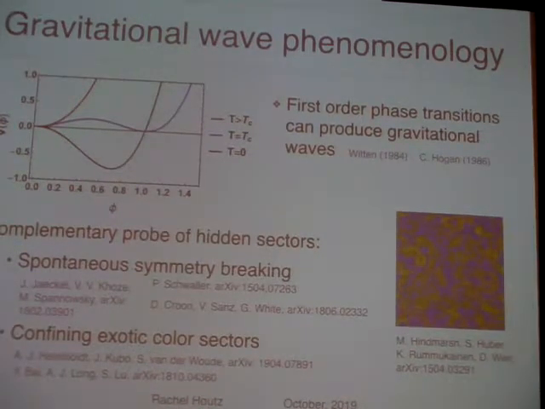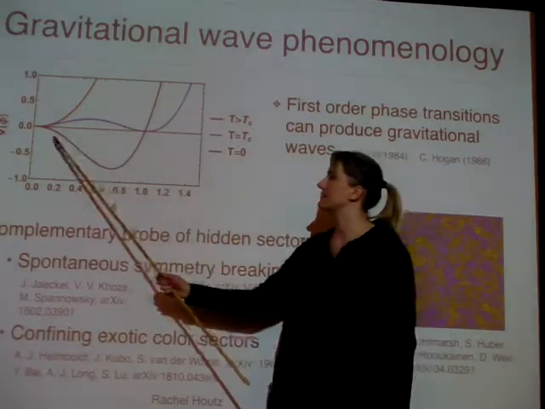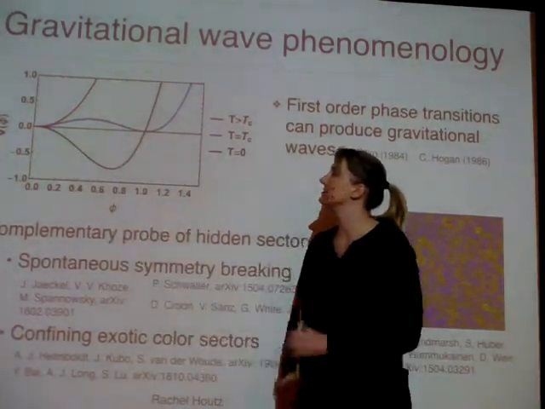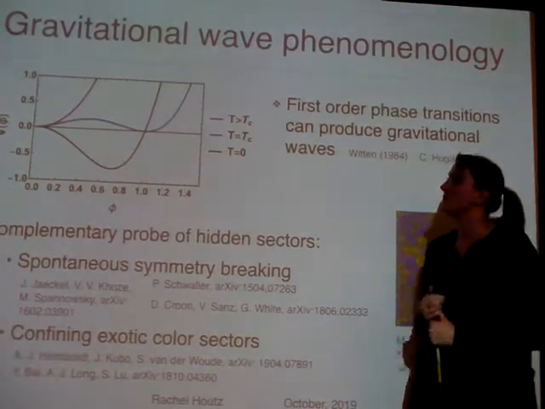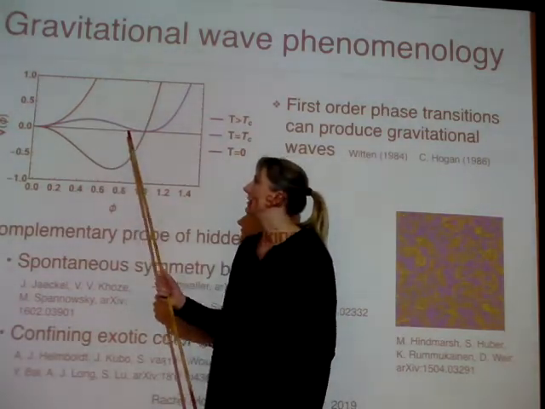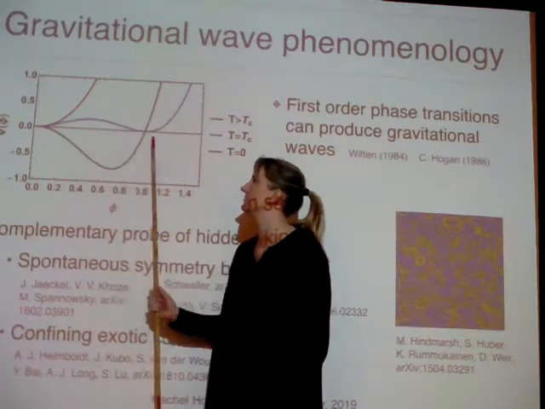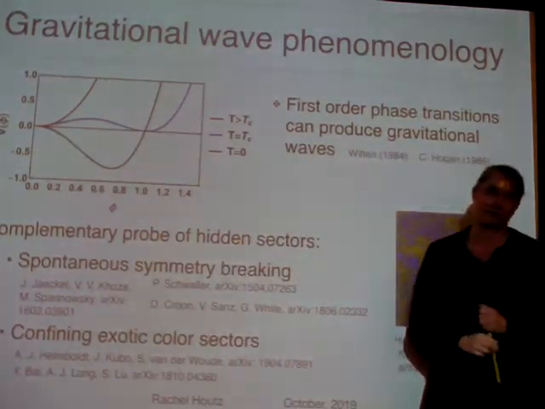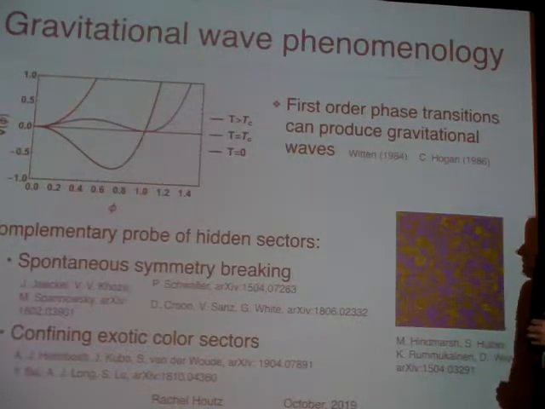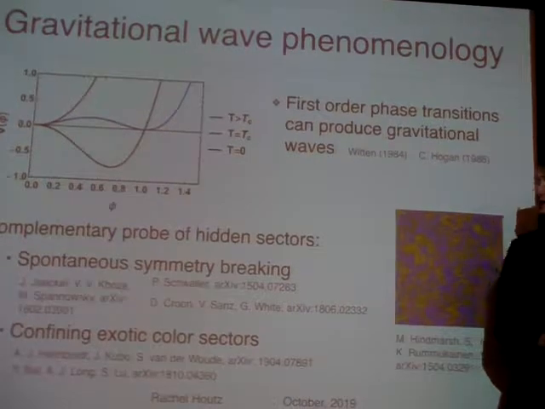It's well known that first order phase transitions in the early universe can produce gravitational waves. By a first order phase transition, I mean a transition where you start at a symmetry preserving potential like this at high temperatures, in red, and then as the temperature cools, the potential changes shape. If at some point along this cooling, at the critical temperature, there's an energy barrier between the symmetry preserving and the symmetry breaking minima, then you have a first order phase transition. This means that gravitational waves could be, in some cases, a complementary probe of hidden sectors.